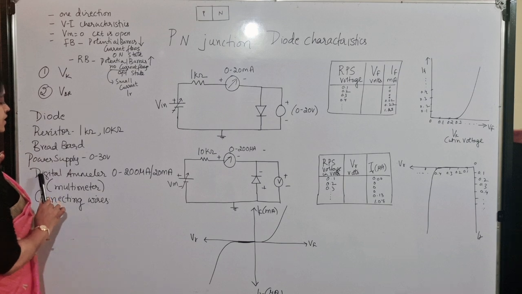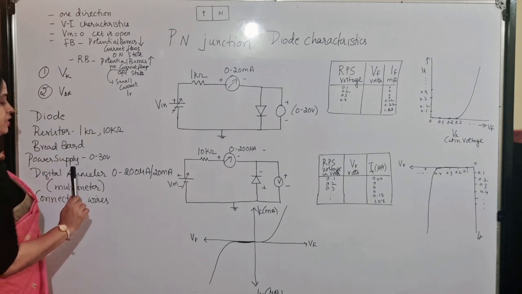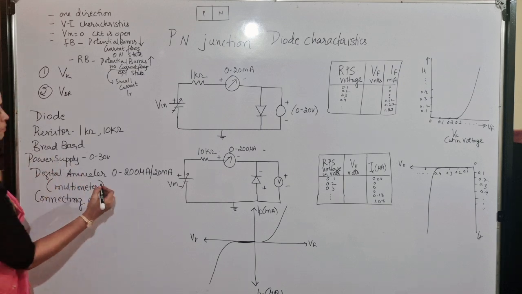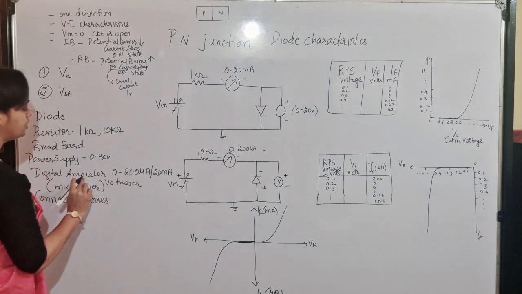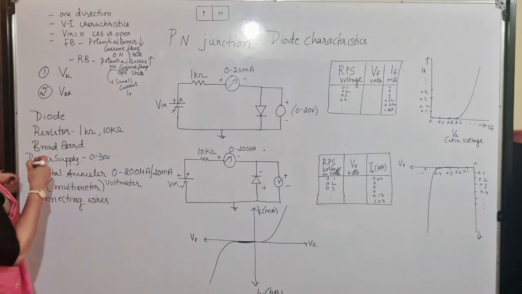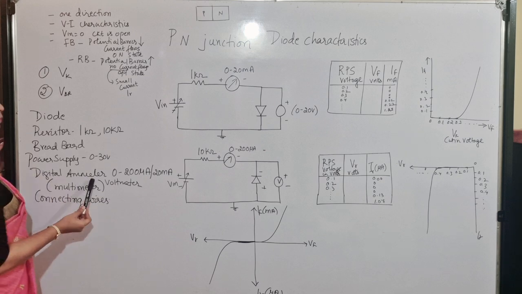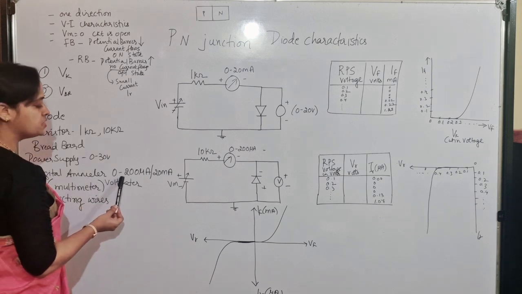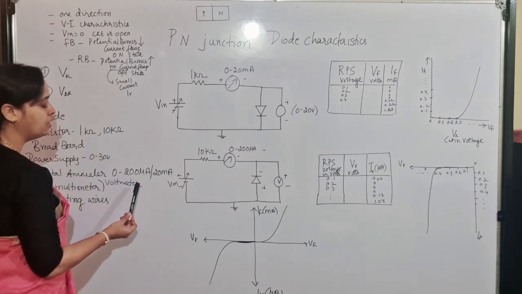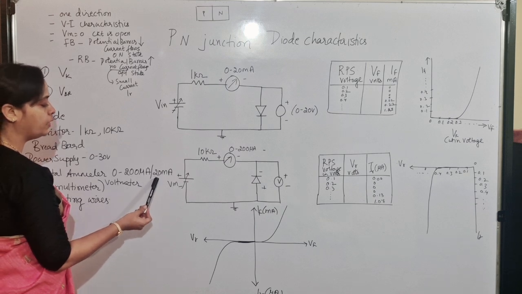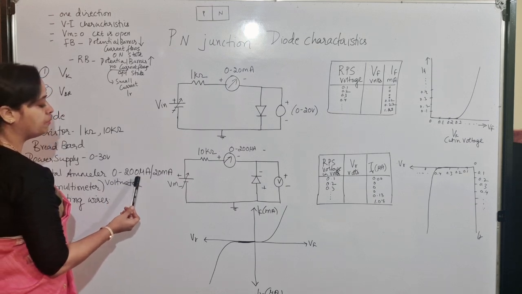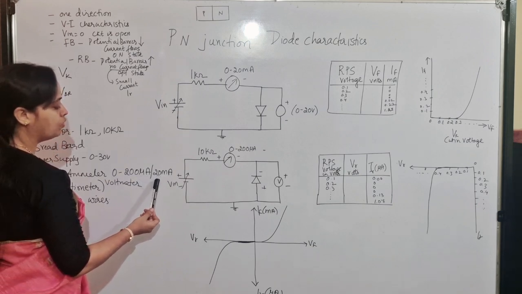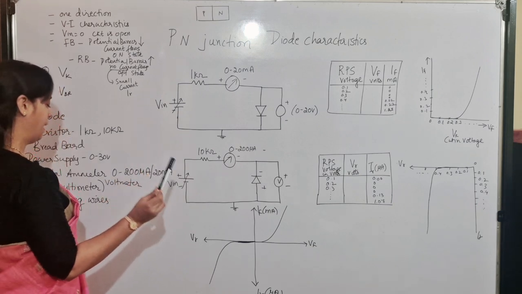It is a digital ammeter, and one more thing, a voltmeter also. So we need a digital ammeter and a digital voltmeter, and the digital ammeter should be able to record the readings from 0 to 200 microamperes, and in another condition 20 milliamperes. So one is 0 to 200 microamperes and one more is 20 milliamperes.